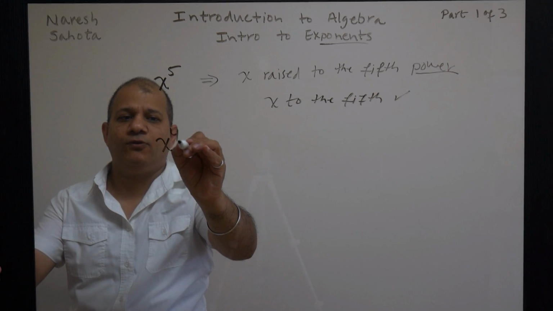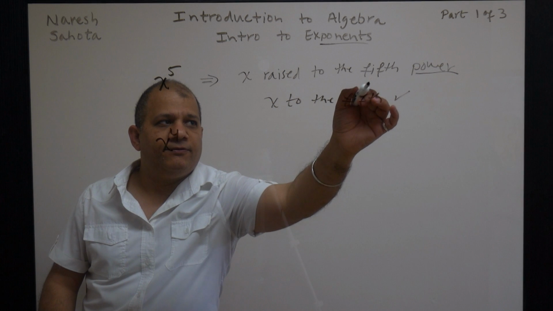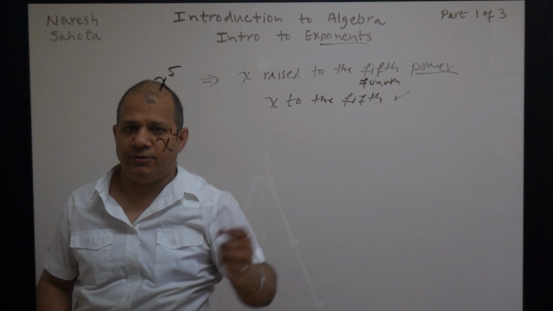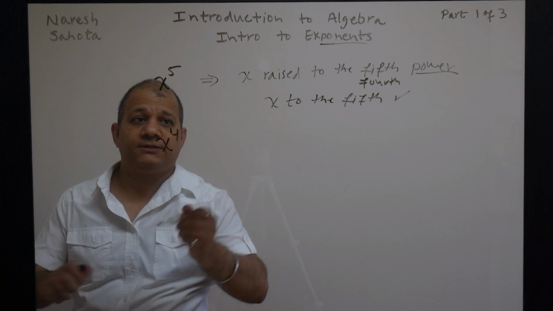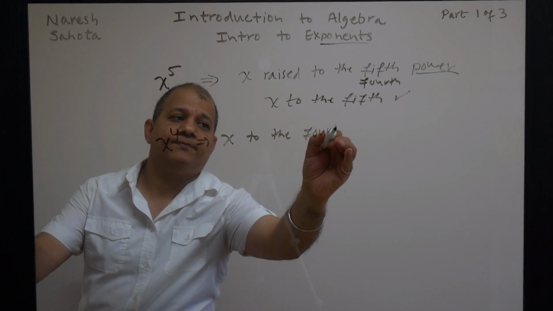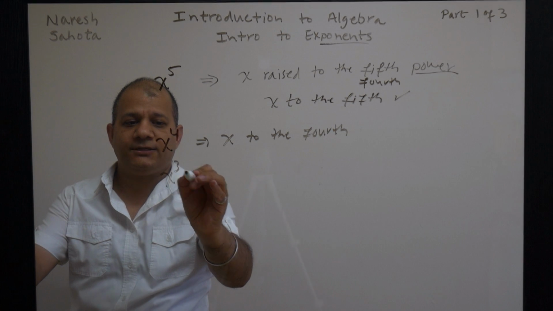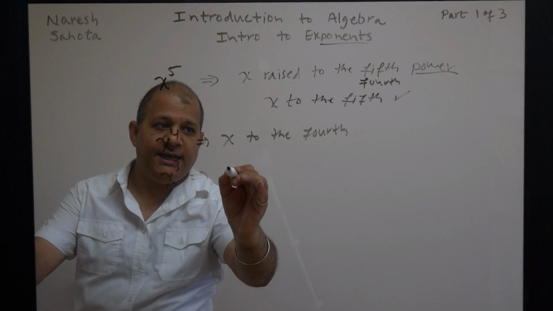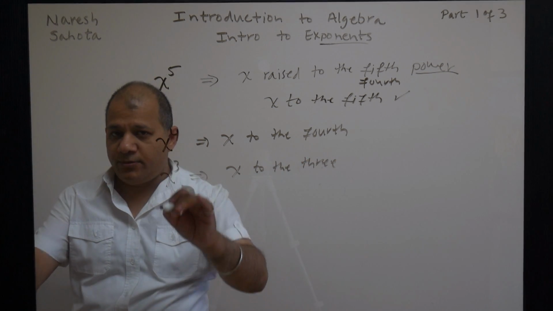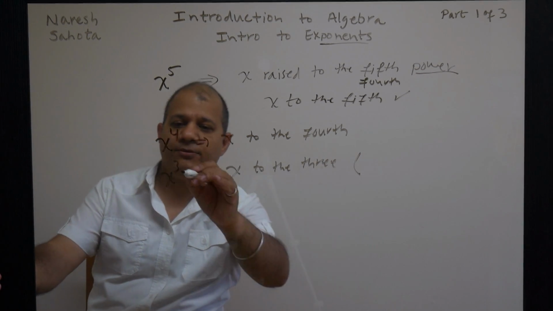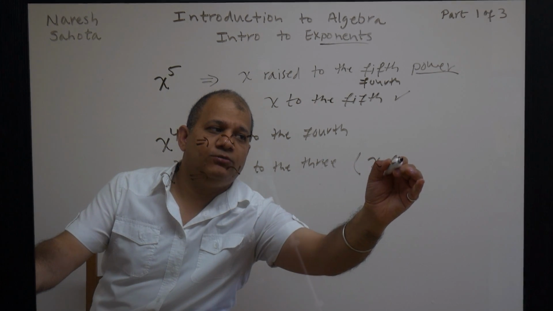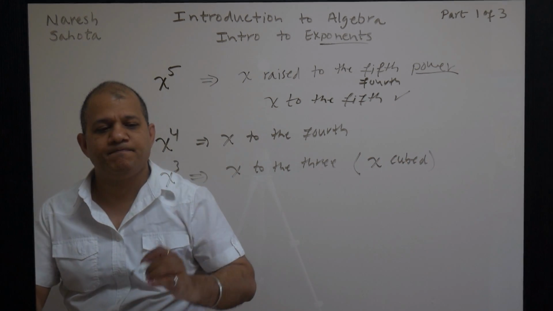So then we have x to the 4. So instead of the 5th, it would say 4th, right? So x raised to the 4th power, or simply x to the 4th. That's how we read that. And then x to the 3. We work with 3 a lot, so it has a special name. When you have an exponent of 3, it's called cubed. So we can say x is being cubed, so we can call it x cubed.